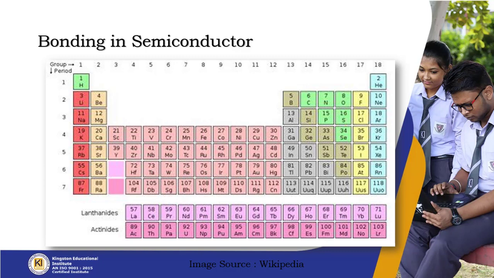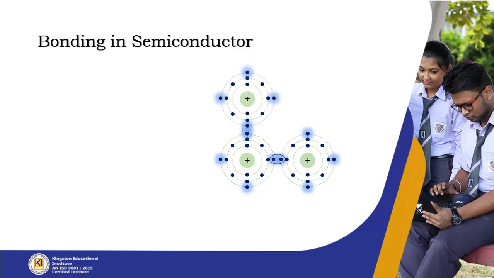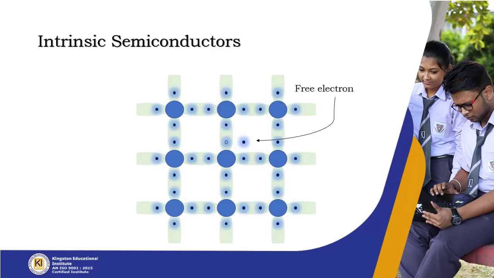Bonding in semiconductors. We know silicon and germanium are semiconductors. As we can see, they are group 14 elements, or we can say their valency is 4. Valency 4 means they make 4 covalent bonds with neighboring 4 atoms. Now with increase in temperature, some of these electrons can break the bond and become free electrons. Now these free electrons are responsible for the conduction in the material, and the material is known as the intrinsic semiconductor.